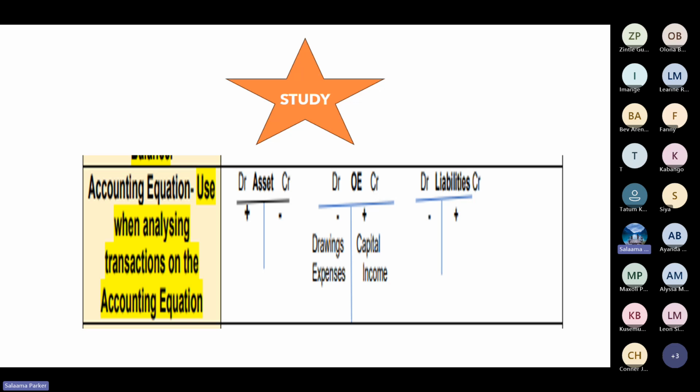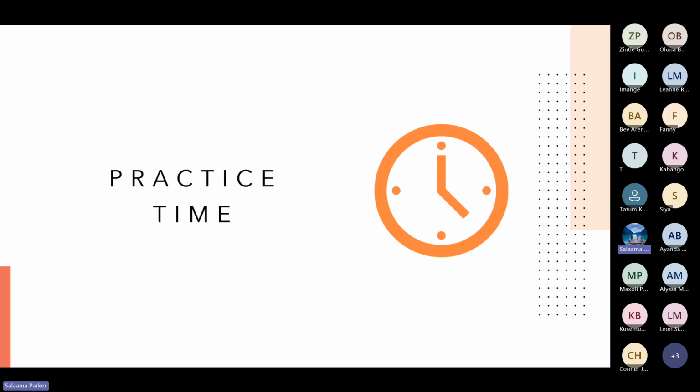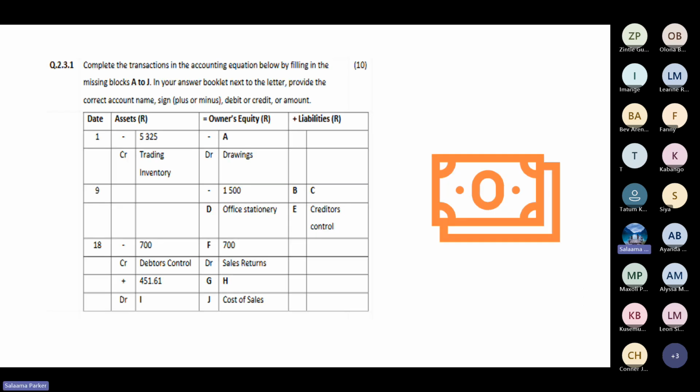And what decreases the owner's wealth or owner's equity? Drawings and expenses. What increases liabilities? They increase on the credit side, decrease on the debit side. So just remember that. Again, we'll practice an activity from a past exam paper. So this came up in a past exam paper. Maybe you've already done this practice activity with your lecturer in class.